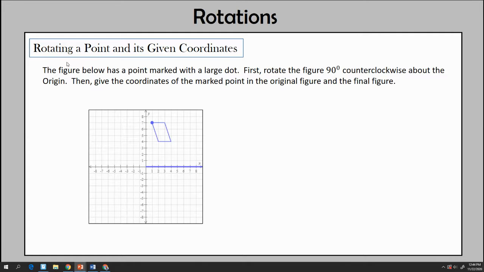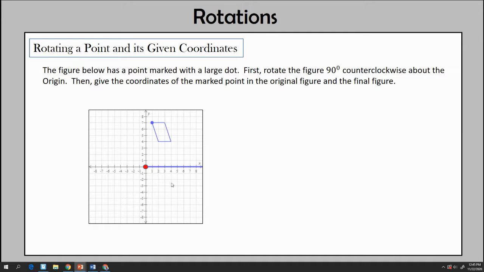All right, so let's just take a look at what this means. This is about rotating a point and then finding its given coordinates. What they're showing us is this parallelogram drawn up here in quadrant one, and the original point here is at 1, 7. They want us to rotate the figure 90 degrees counterclockwise around the origin, and then give the coordinates of the marked point in the original figure and then in the final figure.